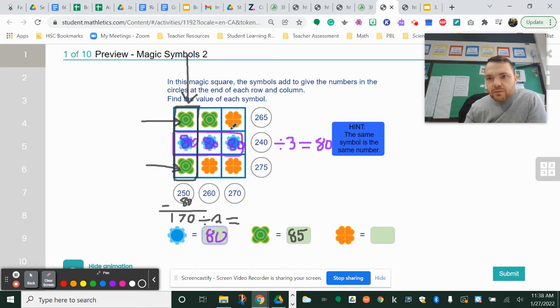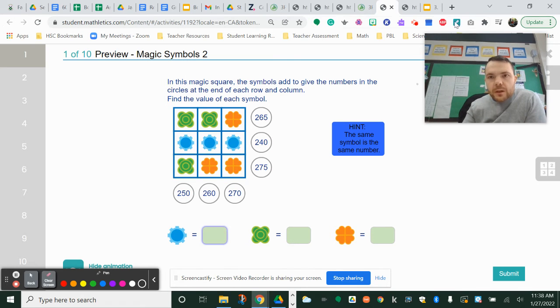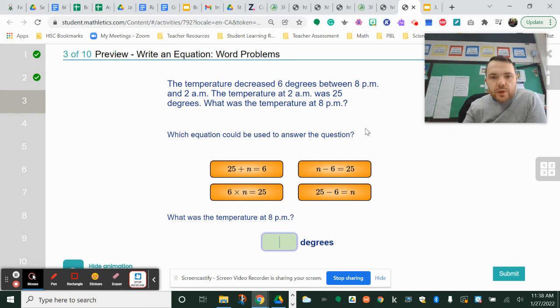Again, the strategy remains the same. Begin with an icon that's repeated either in a row 3 times or a column 3 times. Work out what one of those symbols represents. Use that information to solve for the other symbols. That's the strategy. Now, the last little type of question I want you to have a look at is writing an equation from a word problem.